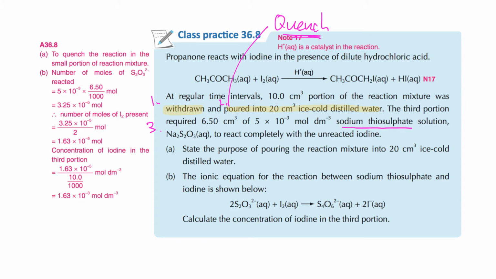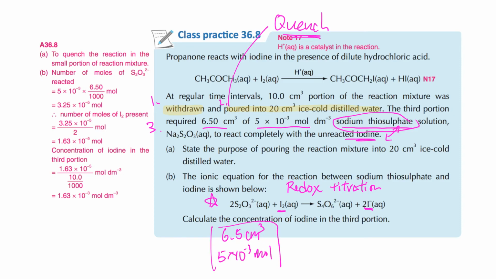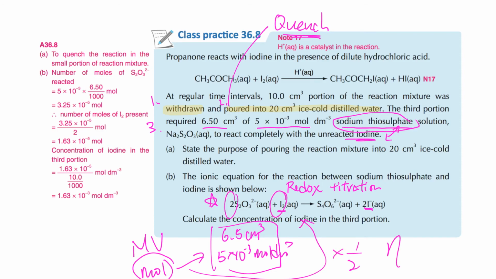But this time the titration is with sodium thiosulfate. Maybe you don't know what the reaction between these two is. No worry. This is a redox titration, because you can see the oxidation number changes from 0 to -1. So basically it will be the same. They tell you the molarity and the volume for the sodium thiosulfate. So this will be 6.5 cm cube, and 5 times 10 to the -3 mole per dm cube. MV, you get the number of mole of this one, then divide by 2 times 1, then you can find out the number of mole of I2, and afterward you divide it by the volume and you can find the concentration of iodine. So these are the steps. You just do this on your own.